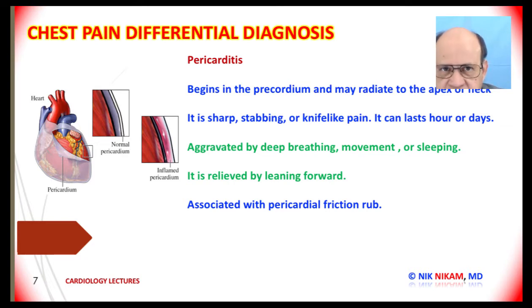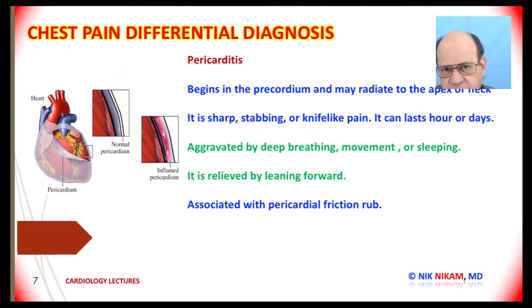While the patient is leaning forward, if you listen with a stethoscope, you may be able to hear a pericardial friction rub. So these are some of the features that will point towards the diagnosis of pericarditis. So if you see in the history the patient presenting with sharp pain, aggravated by lying down, relieved by leaning forward, these are the tips.